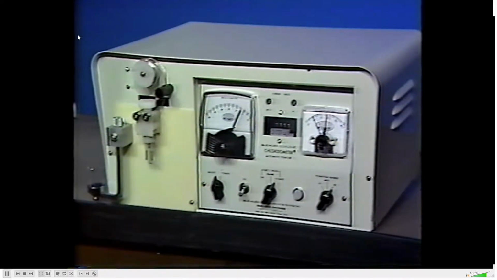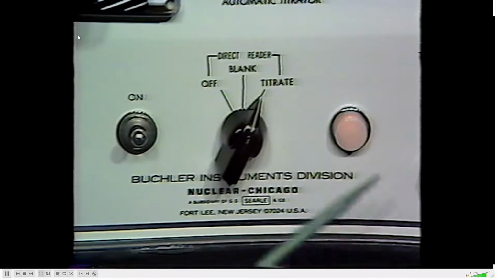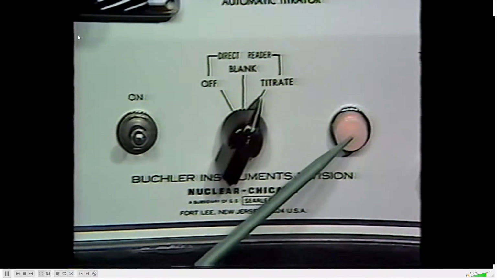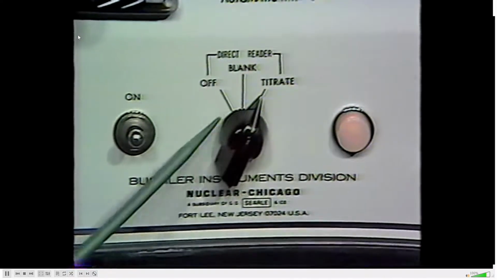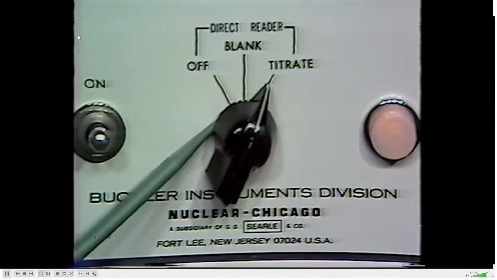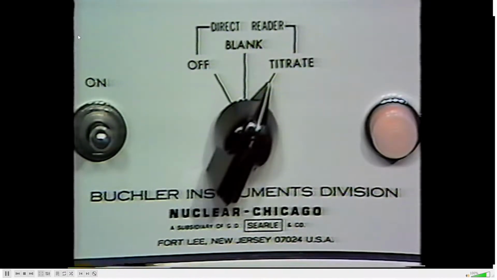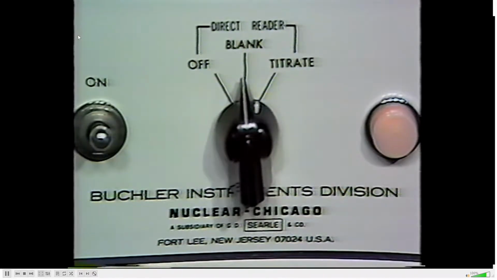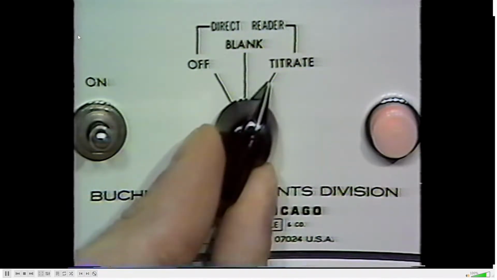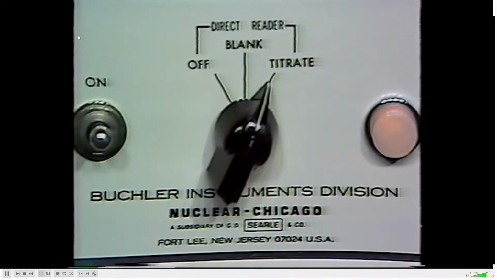When the instrument is turned on, a pilot light signals its activation. Allow a 10-minute warm-up, during which time you can prepare dilutions of standards, control, and unknowns. The direct reader switch has 3 separate positions: off, blank, and titrate. When turned to the blank position, the digital display will read tenths of seconds for titration. This position is used to calibrate the blank time. The titrate position gives a direct digital readout in milliequivalents per liter of chloride in a given sample.